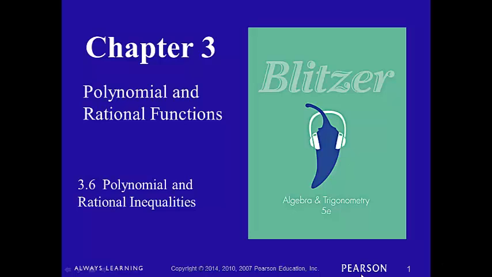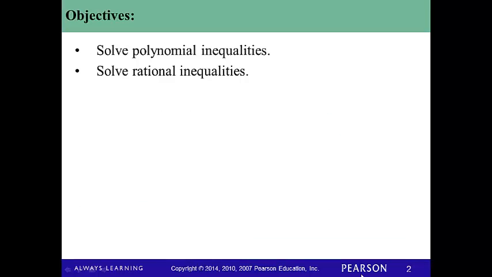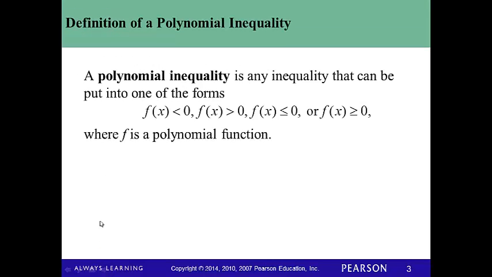We are in 3.6, which is polynomial and rational inequalities. Here are our objectives: solve polynomial inequalities and solve rational inequalities. So let's begin with the definition of a polynomial inequality.